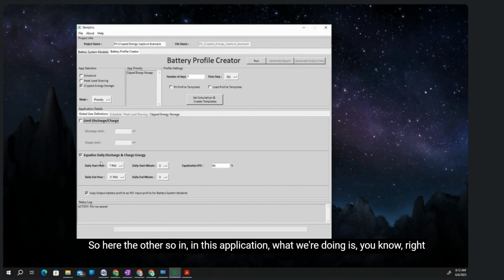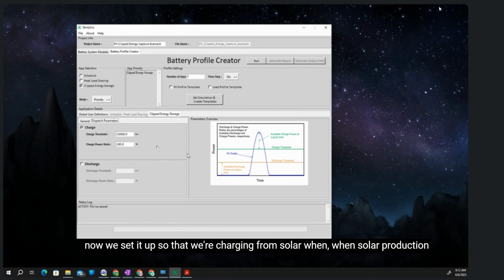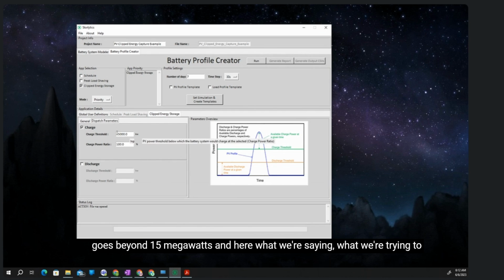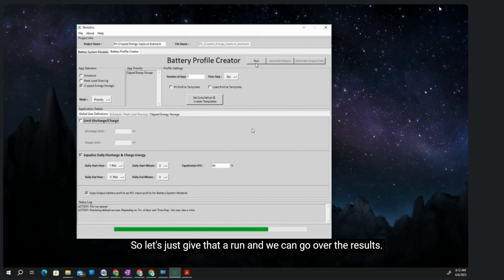So in this application, right now we set it up so that we're charging from solar when solar production goes beyond 15 megawatts. And here, what we're trying to do is take that energy that we charged from solar and discharge it later in the day from 7 p.m. to 11 p.m. Right? So let's just give that a run and we can go over the results.